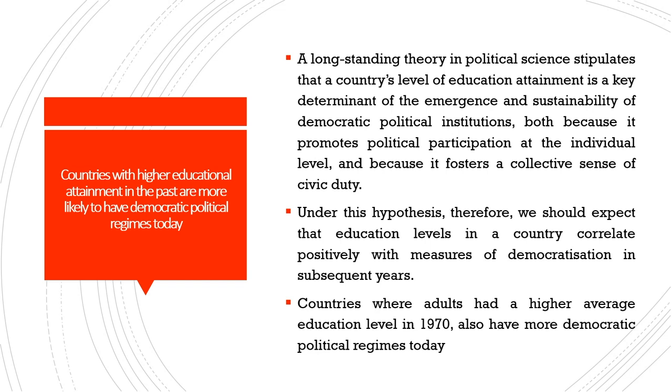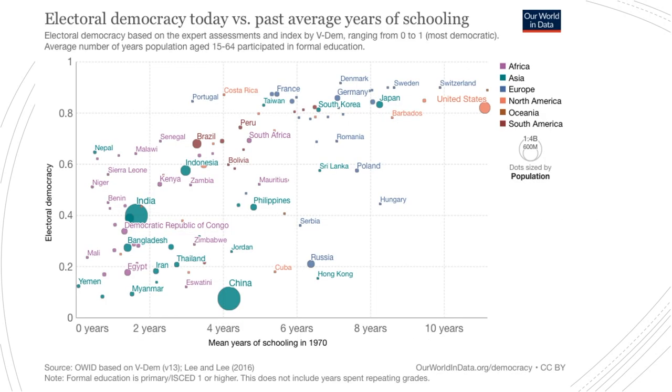So, under this hypothesis, we should expect the education levels in a country to correlate more with democratization in subsequent years. Countries where adults had a higher average education level in 1970 also seem to have more democratic political regimes today. This figure is an index by V-Dem, which shows electoral democracy today versus past average years of schooling. You would see that there are countries on the top end, for example, the United States, Switzerland and Sweden, which have had very early gains in education and seem to have very mature democracy. Whereas countries on the lower end, for example, Yemen, Egypt, Iran, Myanmar, Bangladesh and so on, where the levels of education have been lower, seem to have lower levels of democratic processes as well.